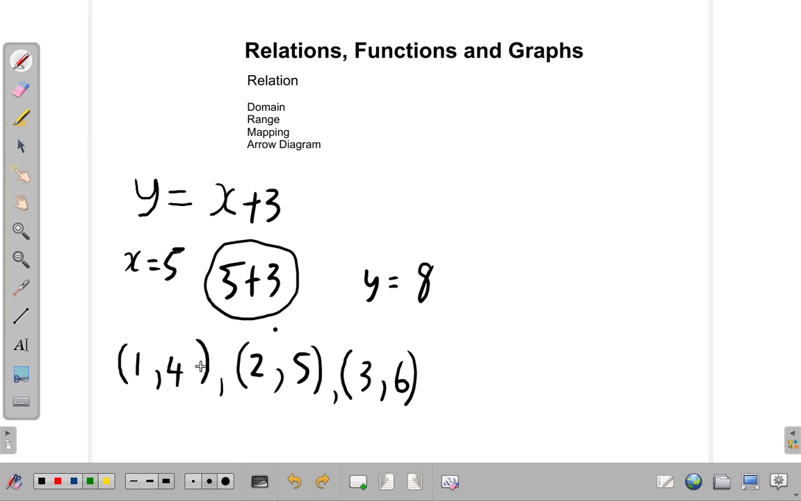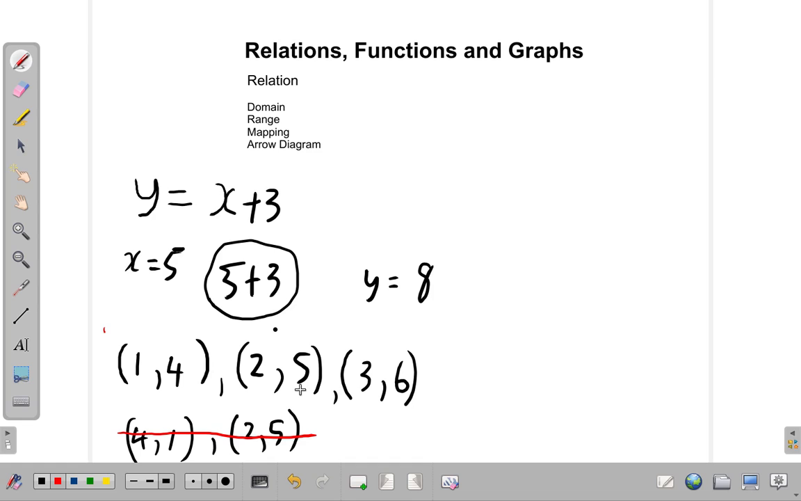Now, they must be in order because you cannot then switch this around and say 4, 1 and continue with 2, 5. These would not be in order. And they would not obey the rule either, because if you put 4 for x, then you say 4 plus 3, you will not get 1. Alright? So, these are not ordered pairs. They must be in the right order. And that goes for these 3 brackets.